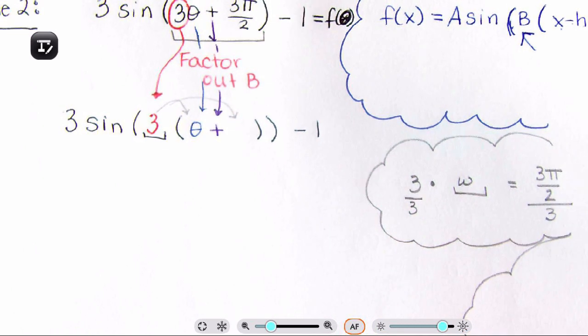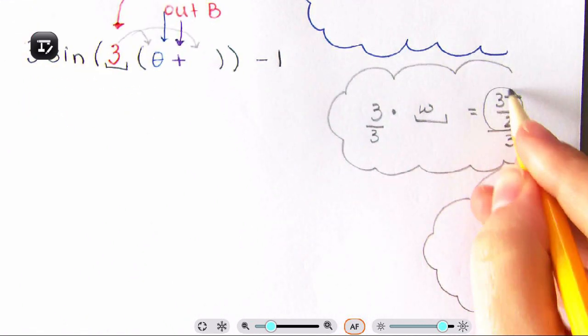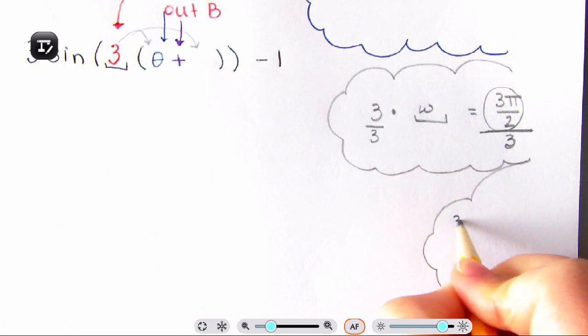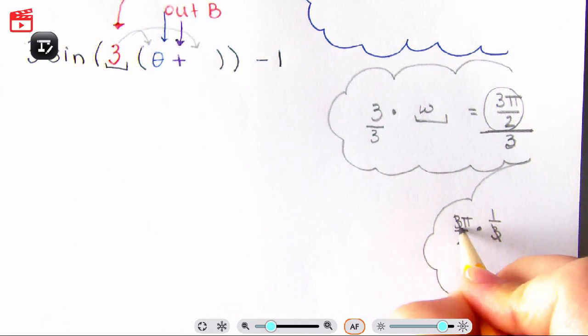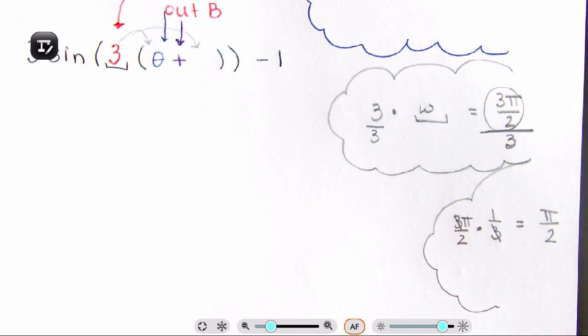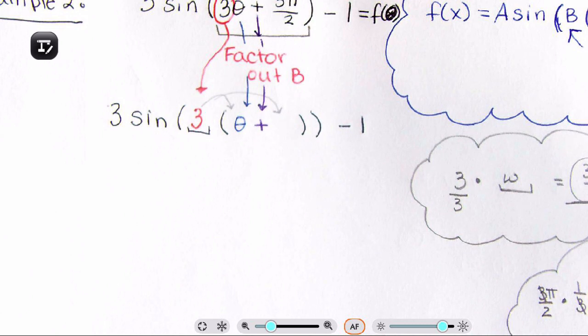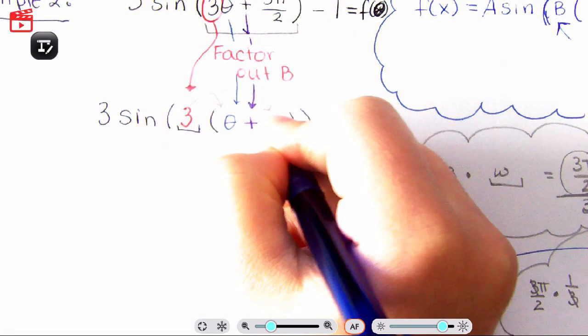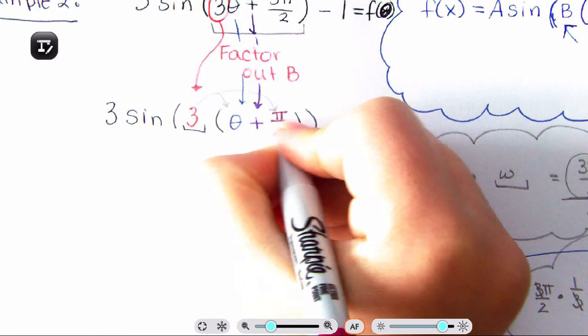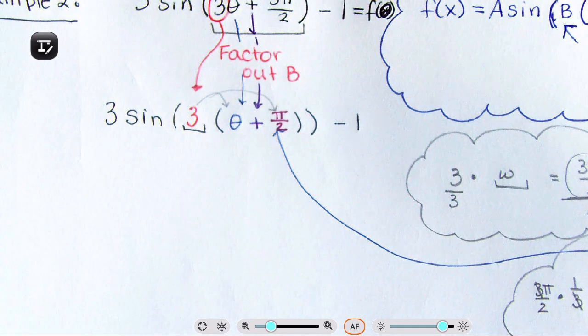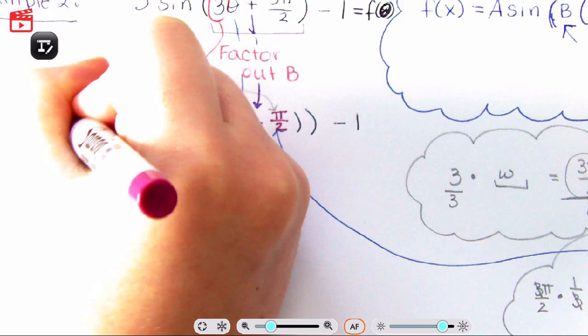It looks like I'm running out of space, so I'm going to throw in another thinking bubble here. So I have a fraction divided by a whole number. That just means 3 pi halves is being multiplied by the reciprocal, which is 1/3. My 3's cancel out, so what do I have left over? I have pi halves. This value right here is what you're going to be putting in, for our h value. Okay, 3 sine of 3 times theta plus pi halves minus 1 is now what we are working with.